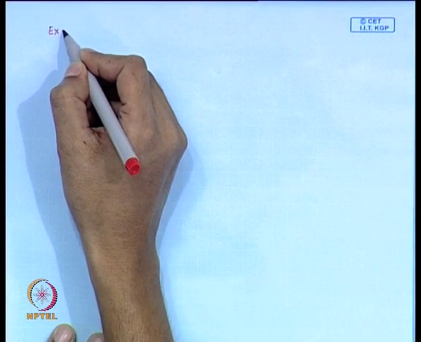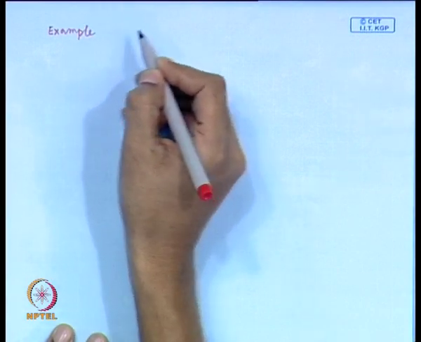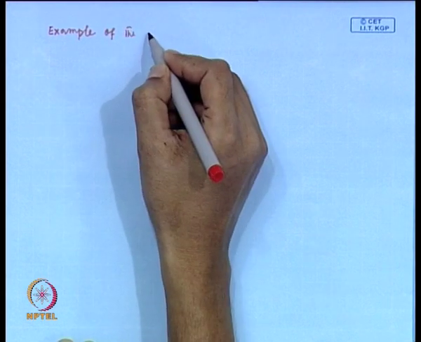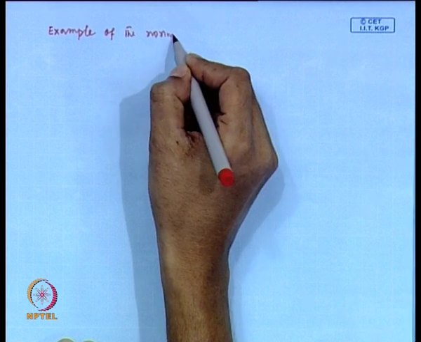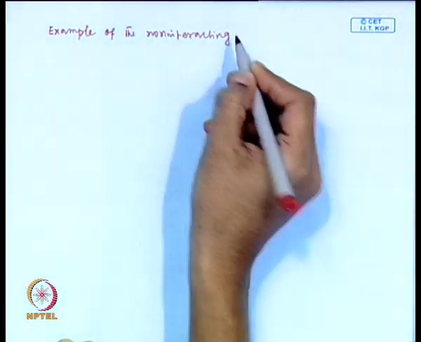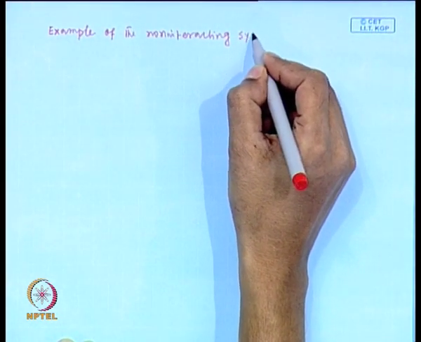Continue our discussion on second order systems, and we will start today with a physical example of a non-interacting system.